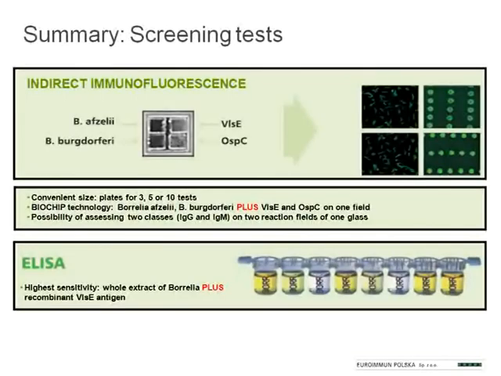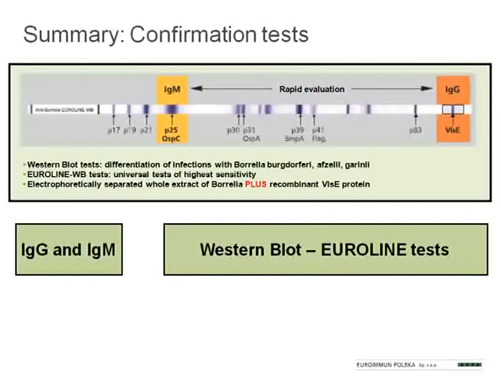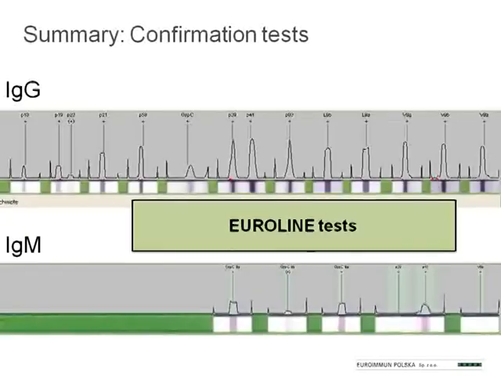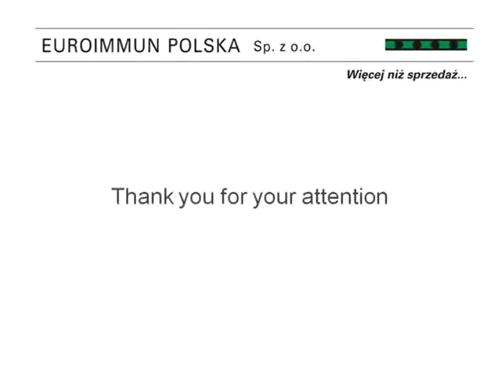So here we can see the example of immunofluorescence test or ELISA, which are screening tests. The classical Western blot with VlsE, so this is the one with recombined antigens, and the alternative to classical Western blot is the Euroline test. Thank you for your attention.